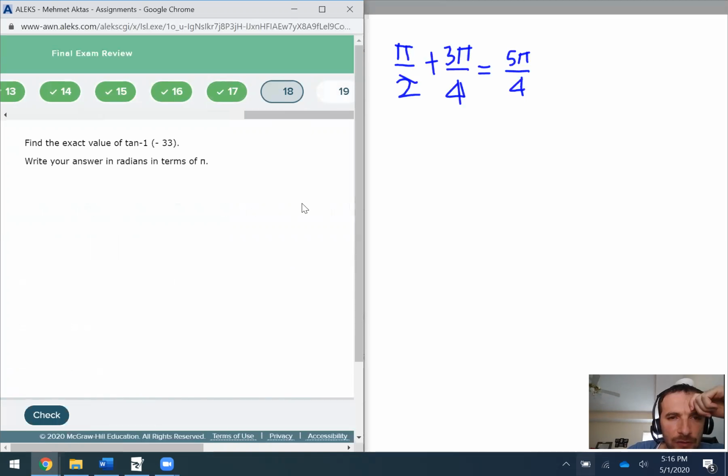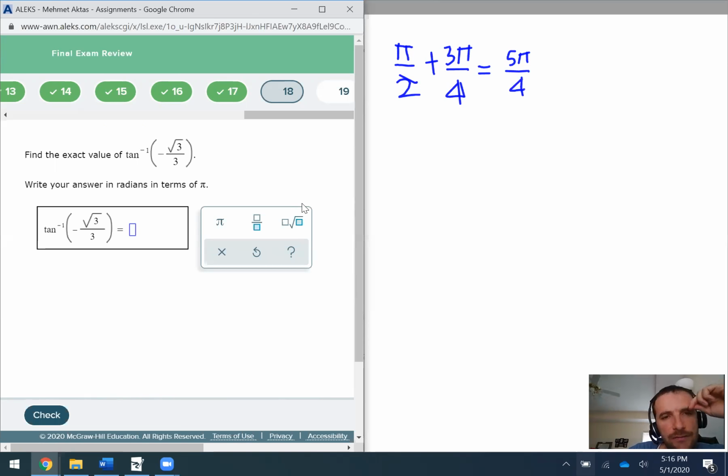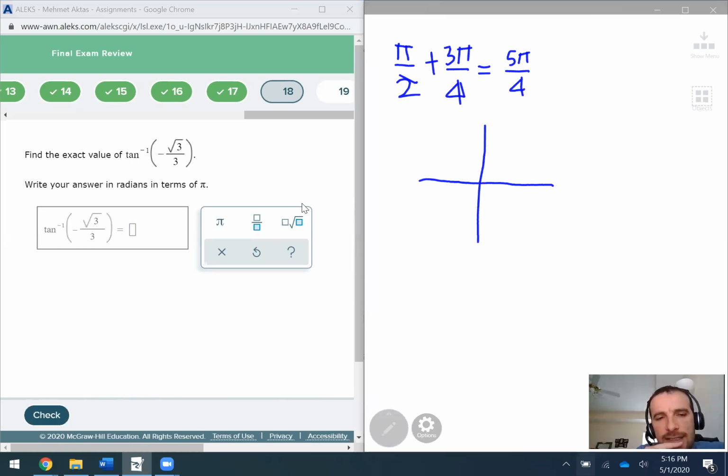Find the exact value of tangent inverse of negative root 3 over 3, right? Okay. So this is a special angle, right? Which angle is that? This reminds us of 30, 60, 90, right? And tangent is opposite over adjacent. So opposite should be root 3 and adjacent should be 3. So it is actually this one, right?